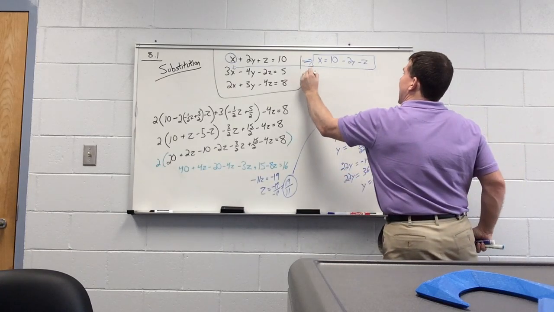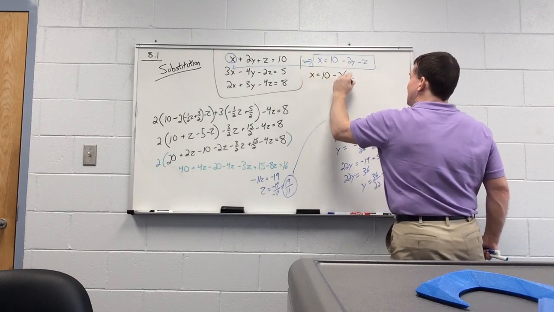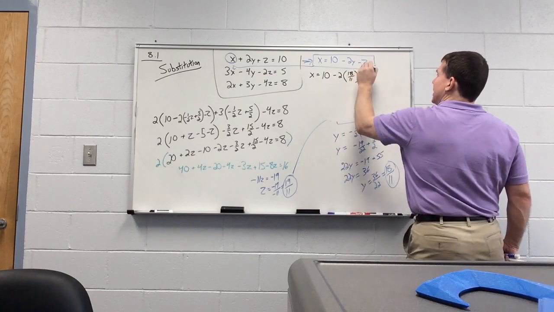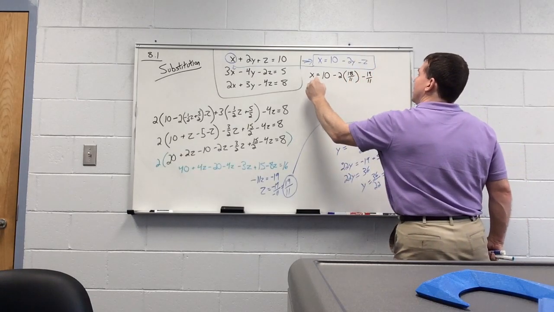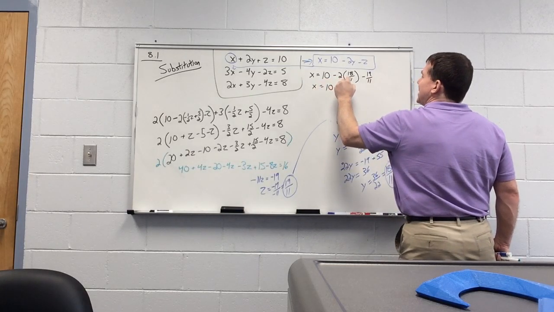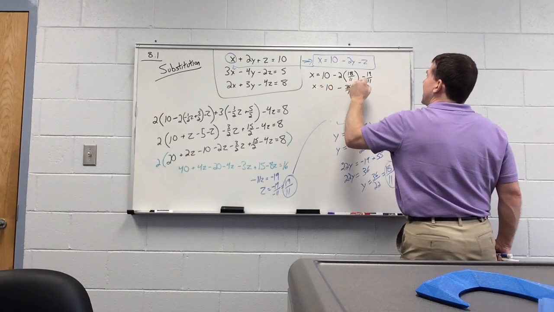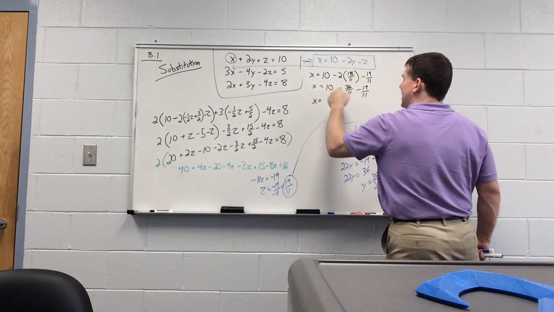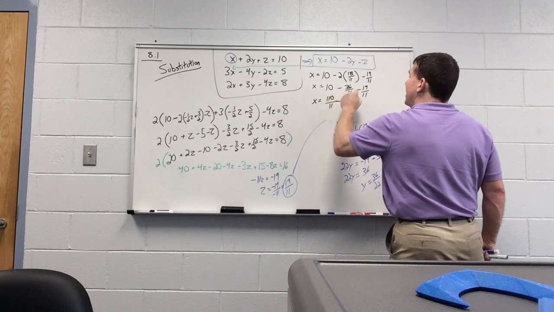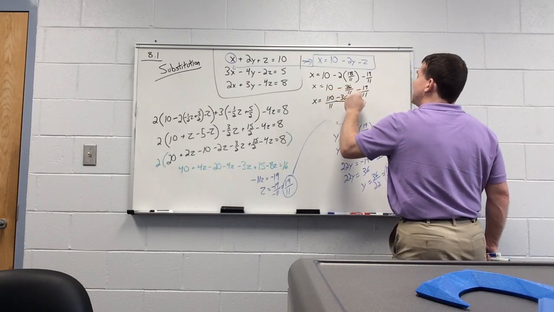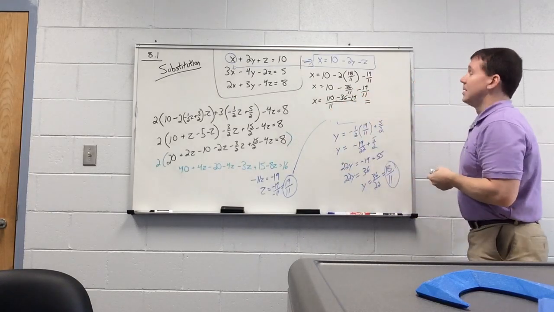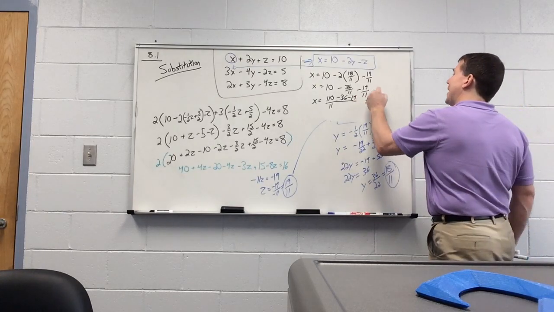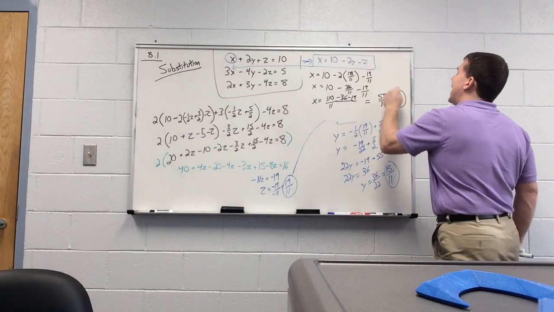And I get x is equal to 10 minus 2 times y, which is 18 over 11, minus z, which is 19 over 11. So that's 10 minus 2 times 18 is 36 elevenths, minus 19 elevenths. 10 is just 10 times 11, that's 110 over 11, minus 36 minus 19. 36 and 19 is 55, 110 minus 55 is 55. So we get 55 over 11, which is 5.